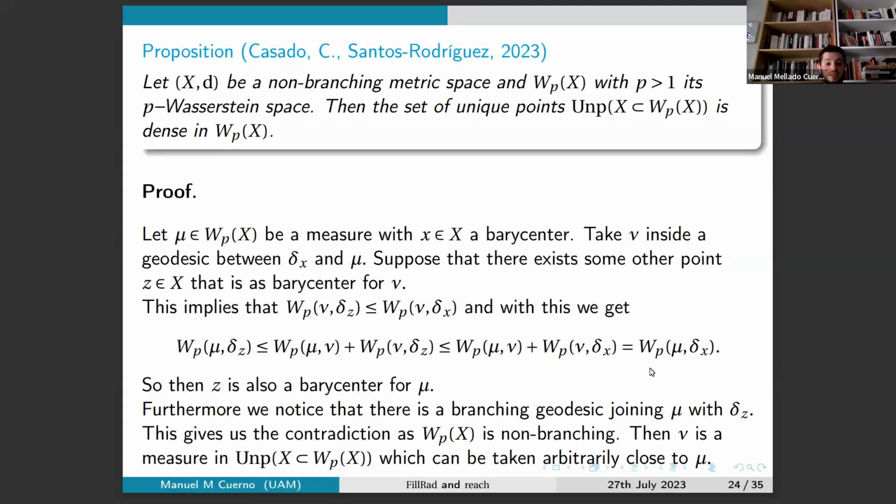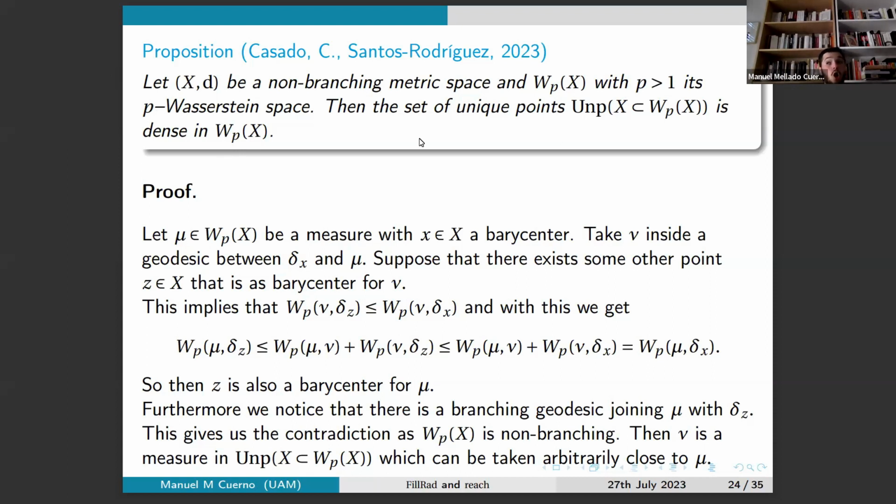So here we have the contradiction, because this would be a branching geodesic joining mu and delta Z, and the Wasserstein space of a non-branching metric space is non-branching. So mu is a measure in the unique points set, and we can take measures arbitrarily close to mu. With that, we prove that this set is dense in the Wasserstein space.